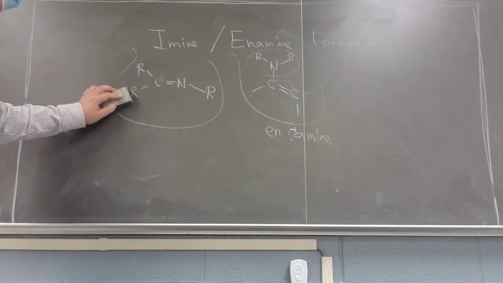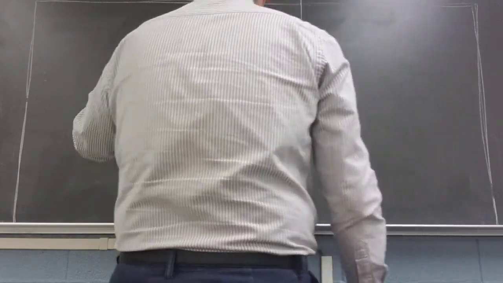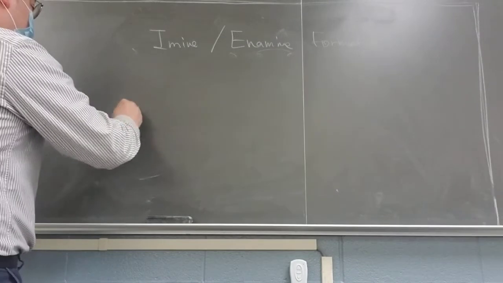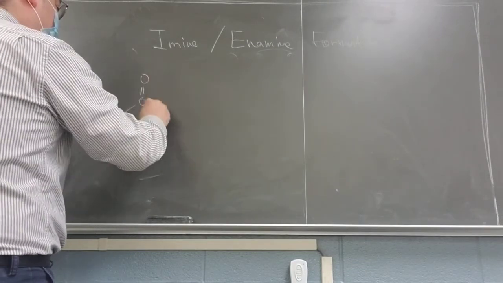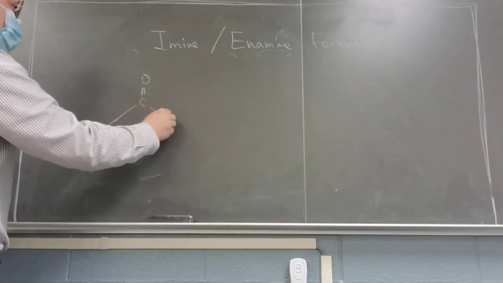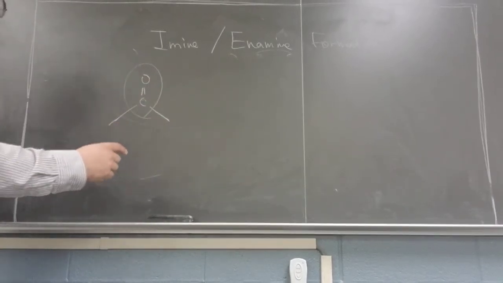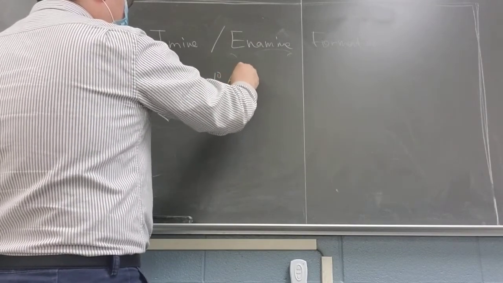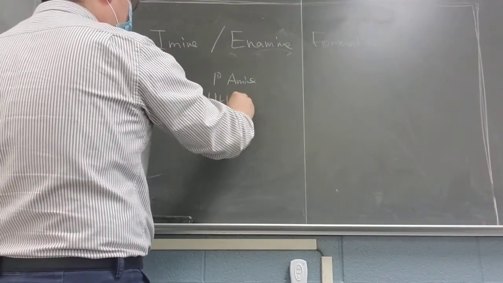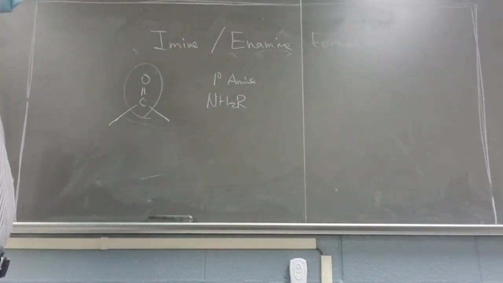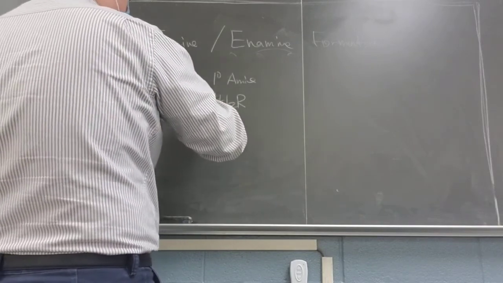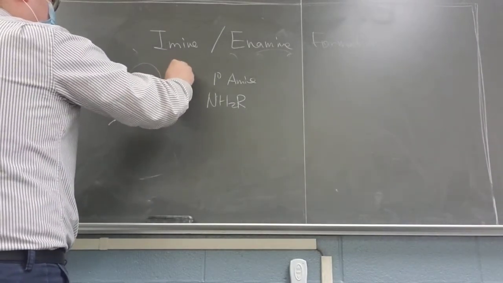So let's try to do a practical problem with this one. Let me show you the actual mechanism first. So we can try to have the carbonyl group here, either a ketone or aldehyde. You can have a primary amine come in. Okay, and then what you can do is get the protons over here.